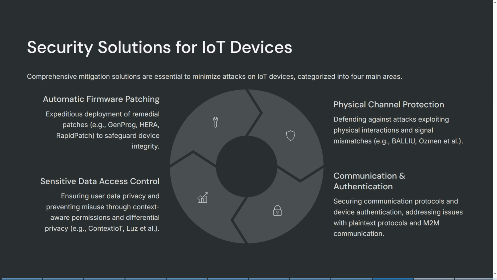The third one is sensitive data access control. Ensure your access and your permissions are set the way you want them to be, so guests, unauthorized members, or anyone that you don't want touching your devices won't have access to them. And the fourth one is communication and authentication, securing communication protocols and device authentication. Just don't keep everything at the default. See what you want to do and address the issues so you can fix them later.